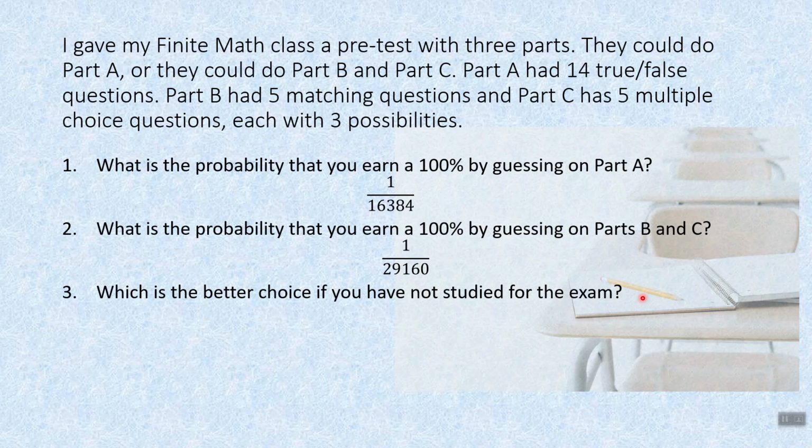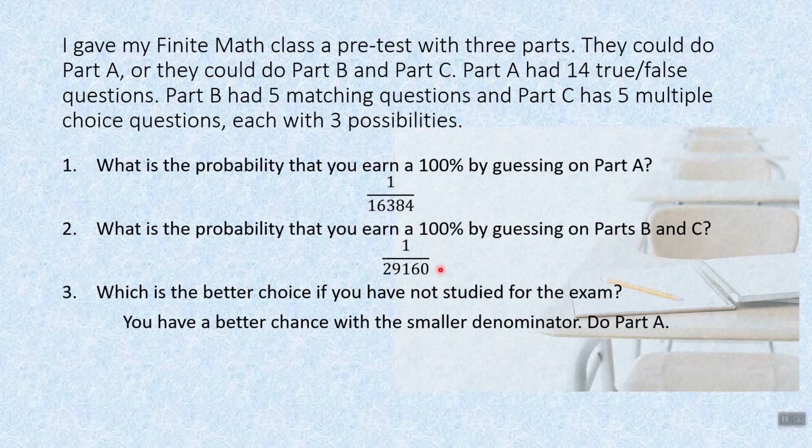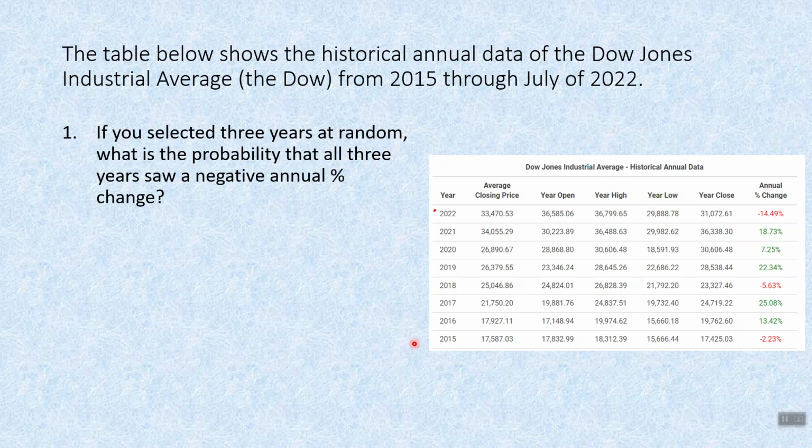Well, think about it like this. If you're going to win free tuition for life, you could stay in school for the rest of your life and never have to get a job. It's the goal of some of us. Would you rather go to a school, and every school has this drawing, where they draw 1 out of a population of 16,000 students, or would you rather draw 1 out of a population of 29,000 students? Since the numerators are the same, we're going with the smaller denominator. We're going to do the 14 true-false questions. Excellent, excellent.